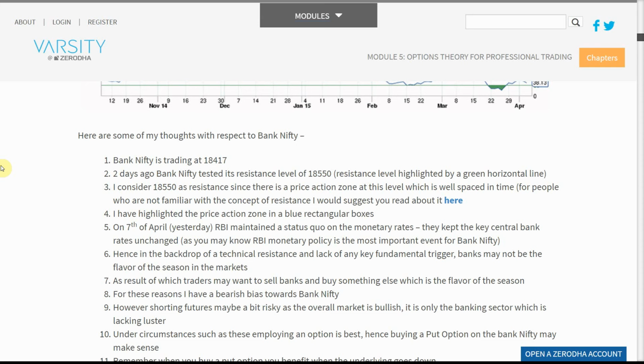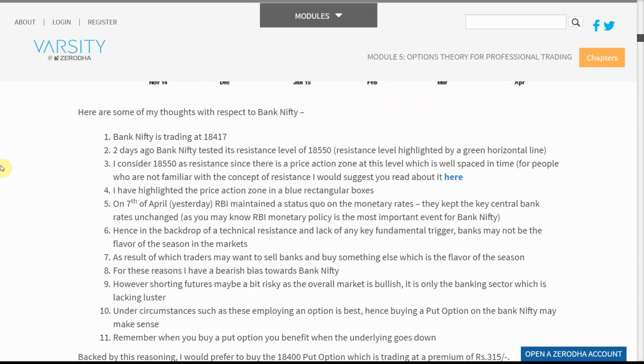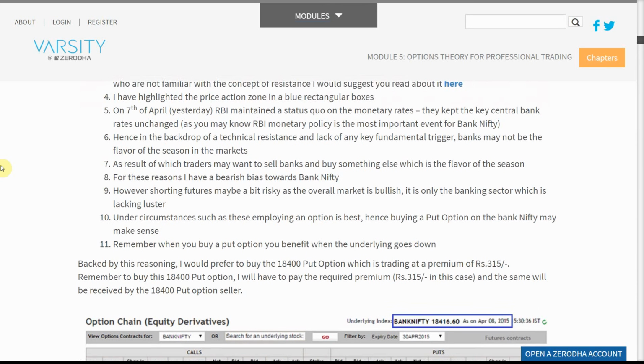On 7th of April, yesterday, RBI maintained a status quo on the monetary rates. They kept the key central bank rates unchanged. As you may know, RBI monetary policy is the most important event for Bank Nifty. Hence, in the backdrop of a technical resistance and lack of any key fundamental trigger, banks may not be the flavor of the season in the markets, as a result of which traders may want to sell banks and buy something else which is the flavor of the season.